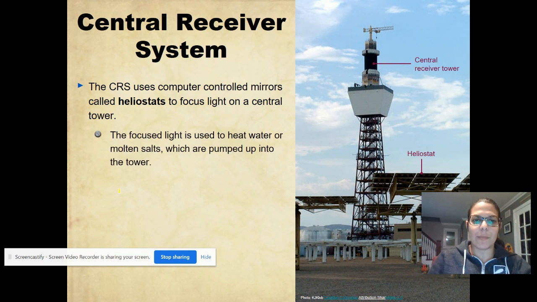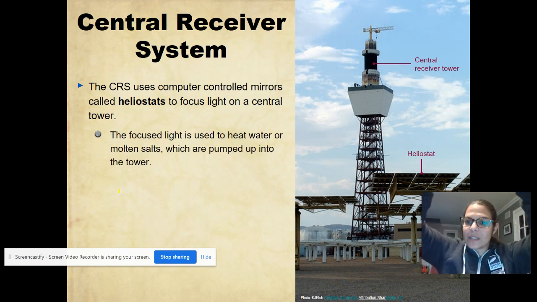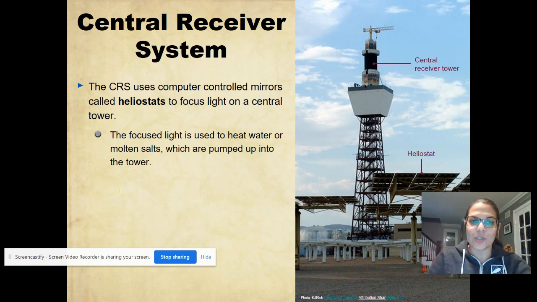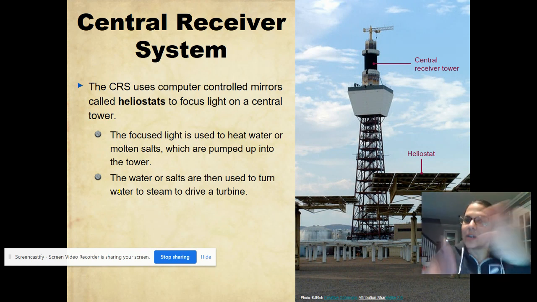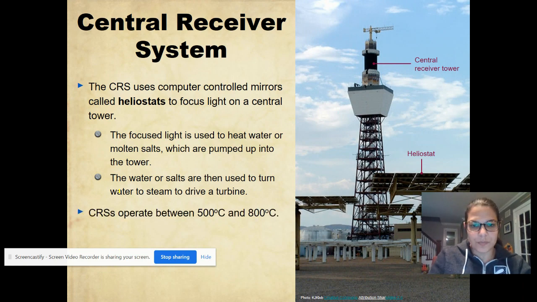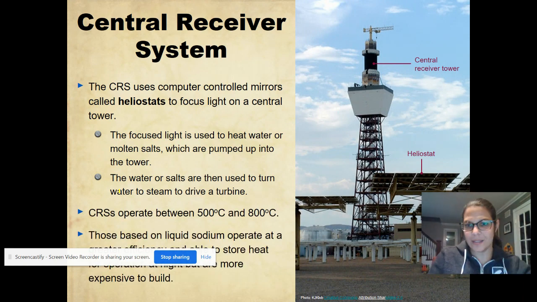So the focused light goes into this one spot. So it's super, super heated. It heats water or molten salts, which are pumped into the tower, and that creates steam. That steam is used to turn the turbine. The turbine turns the generator. So instead of using coal, oil, natural gas, or nuclear to create steam, you're using concentrated solar energy, which is pretty cool. They operate at insane temperatures.